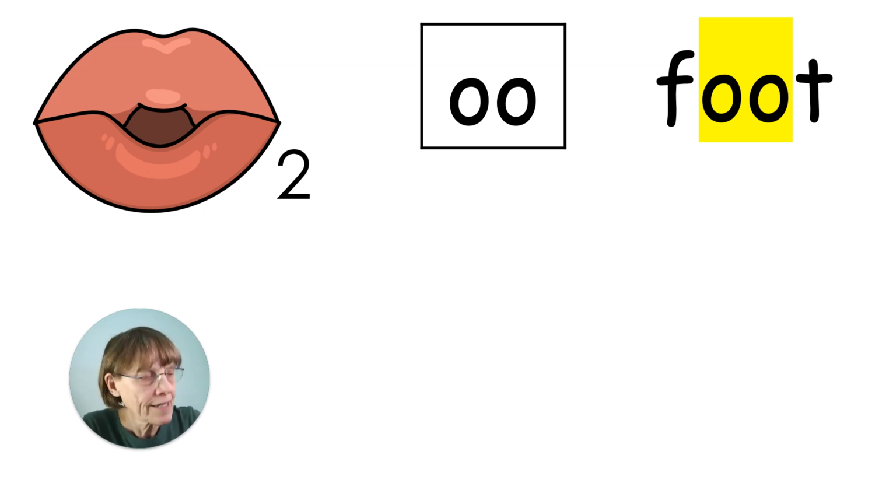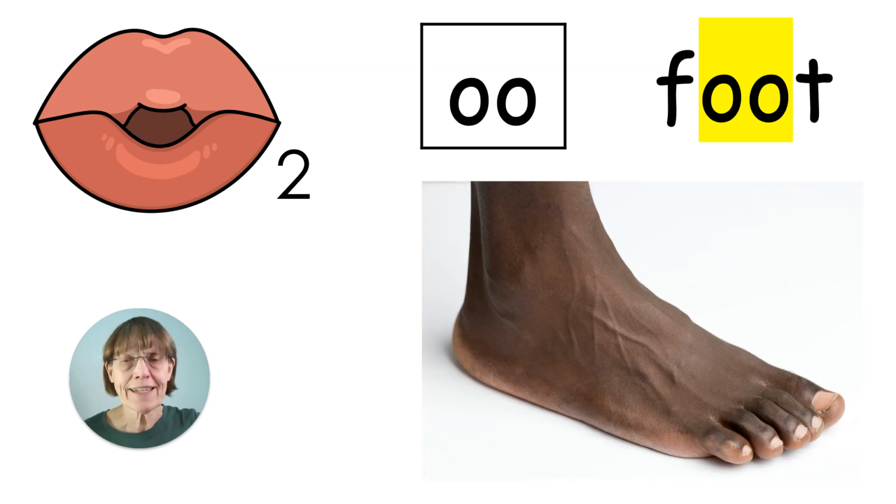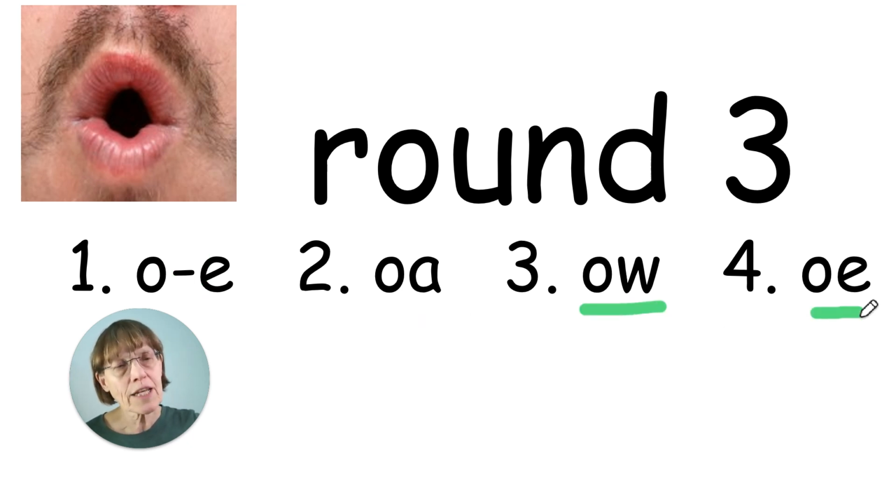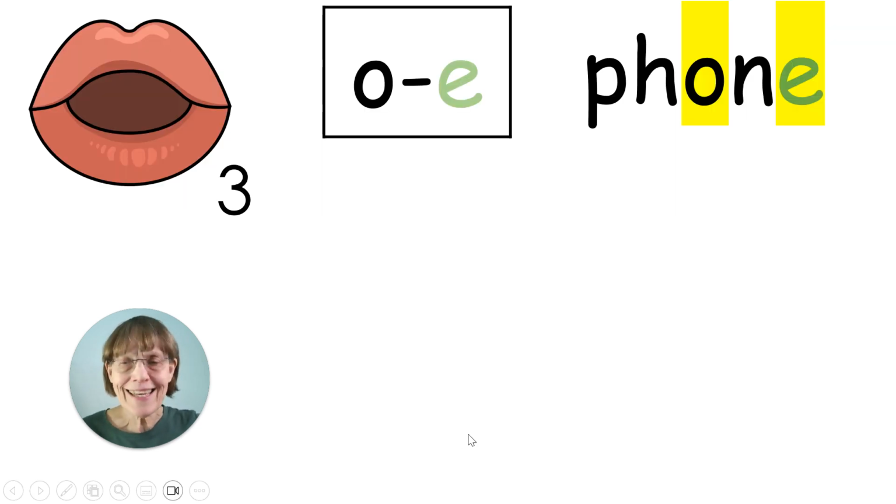Okay, please read. Here we have bite your lip, the quiet F sound, and then t, foot. Now for round number 3, we have 4 ways of spelling. We could spell number 1, O with a magic E with a consonant in the middle. We can also spell O with an OA, with an OW, and sometimes with an OE. Please read this key word.